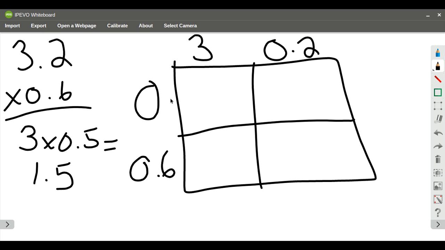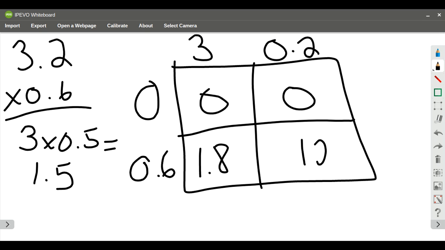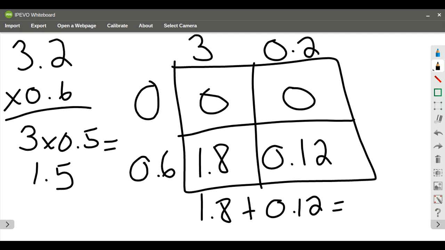So 3 times 0 is going to be 0. 0 times 2/10 is going to be 0. And then 3 times 6/10, well, 3 times 6 is going to be 18. And then I have one value behind the decimal, so I need to have one value behind the decimal there. And then 6/10 times 2/10, well, 6 times 2 is 12. And because I have 2 numbers behind the decimal, I need to have 2 numbers behind the decimal in my answer. So I'm going to add 1 8/10 added to 12/100.